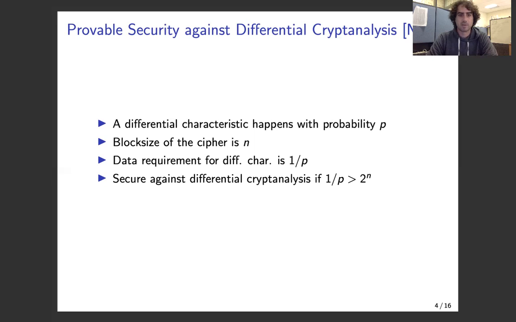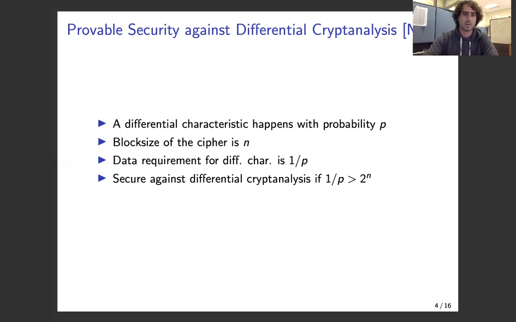Now, if we have a symmetric cipher, we also have a block size, and if we take that to be n, then we can have at most 2 to the n input pairs with a certain input difference. We can thus conclude that if the probability for the best differential is smaller than 2 to the minus n, the cipher is secure against differential cryptanalysis.